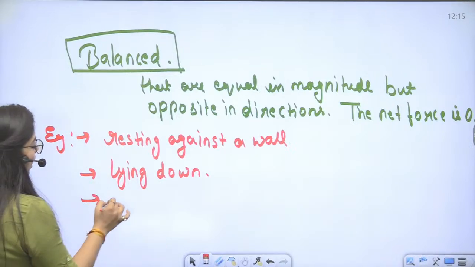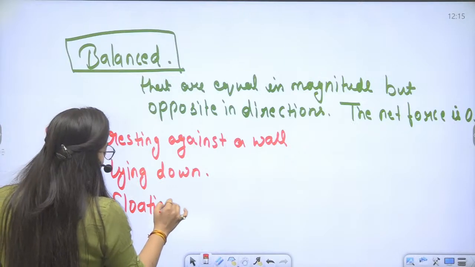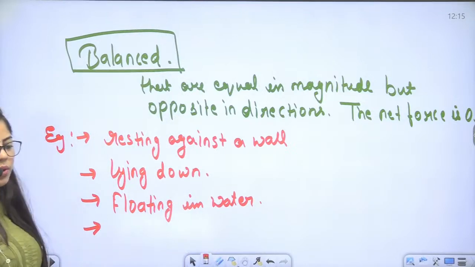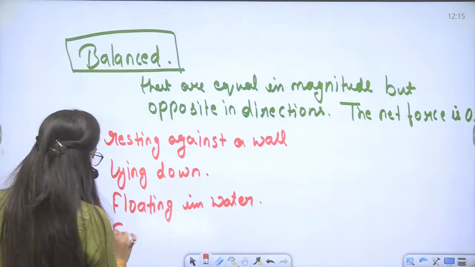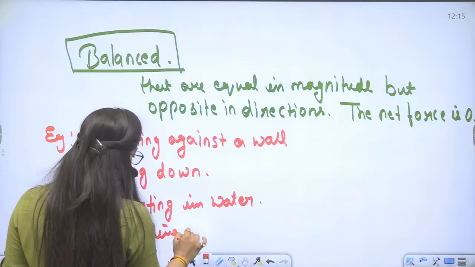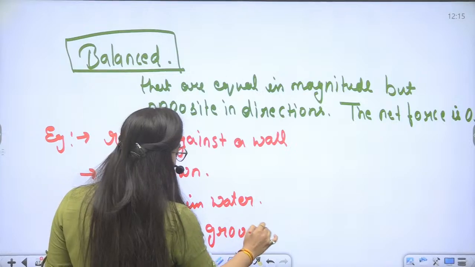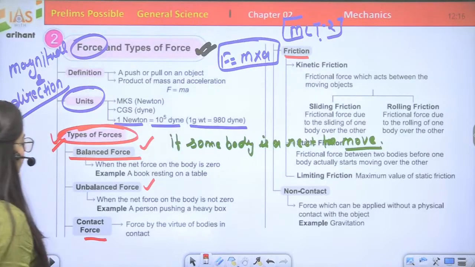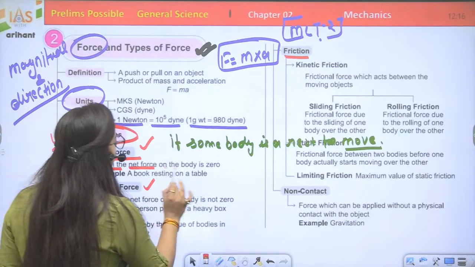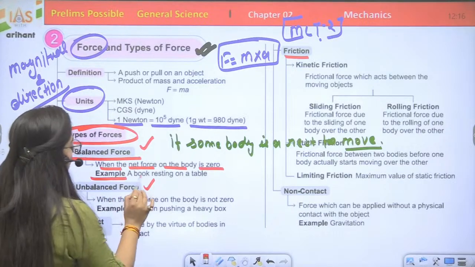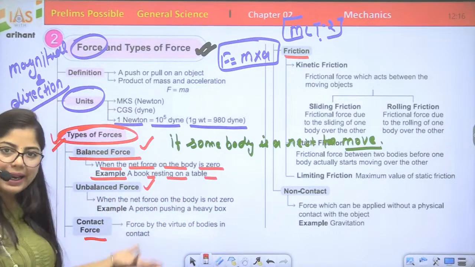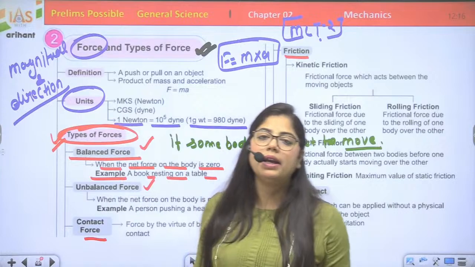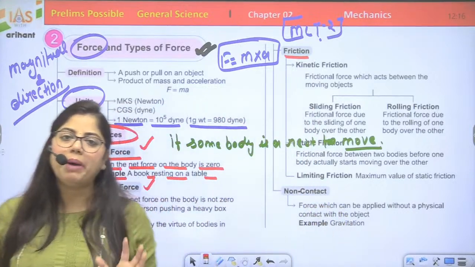right? Floating in water, also standing on the ground, are some examples of balanced force. Clear? When the net force on the body is 0, for example, a book resting on a table, lying down, resting against a wall, floating in water, standing on the ground, these are some of the examples of balanced force.